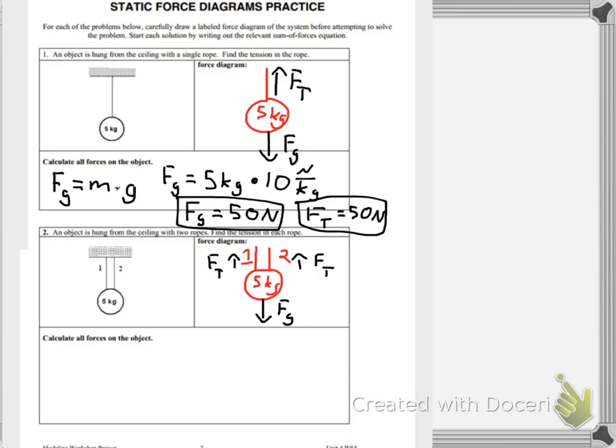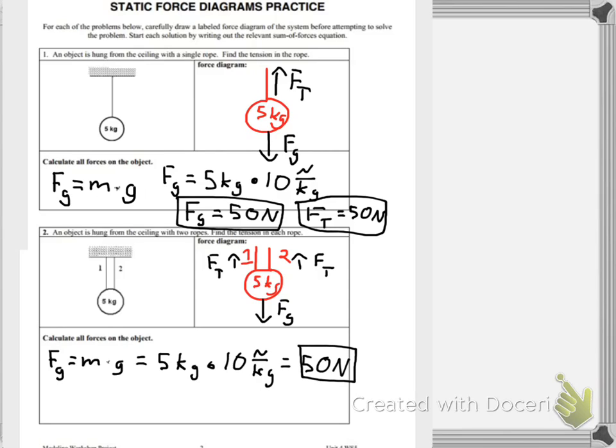So now we want to calculate all of the forces on this object. So again, we want to start with the force due to gravity equaling the mass of the object multiplied by the gravitational field strength. And so this conveniently works itself out because you're dealing with the same 5 kilogram mass and then gravity on Earth. That doesn't change. We still come out with 50 newtons for that force due to gravity.